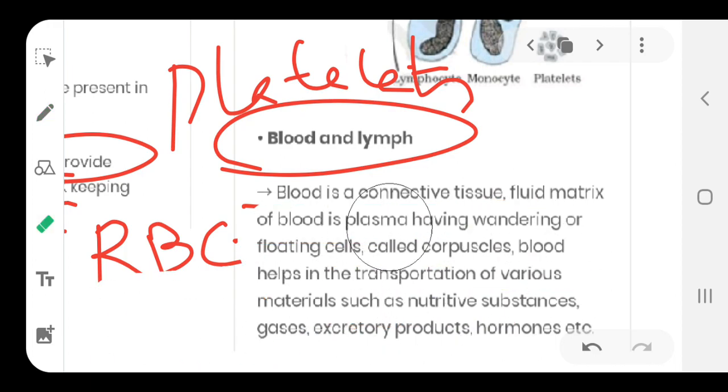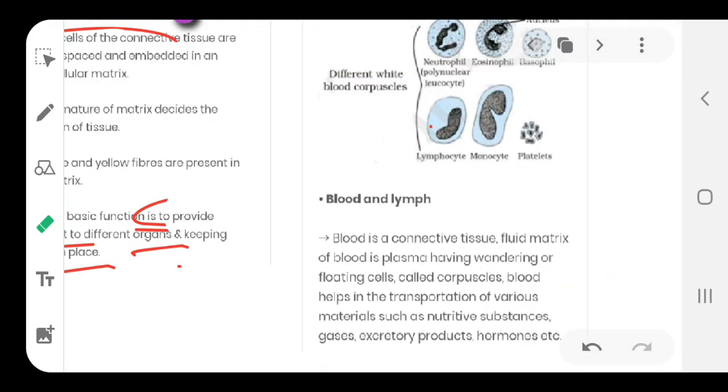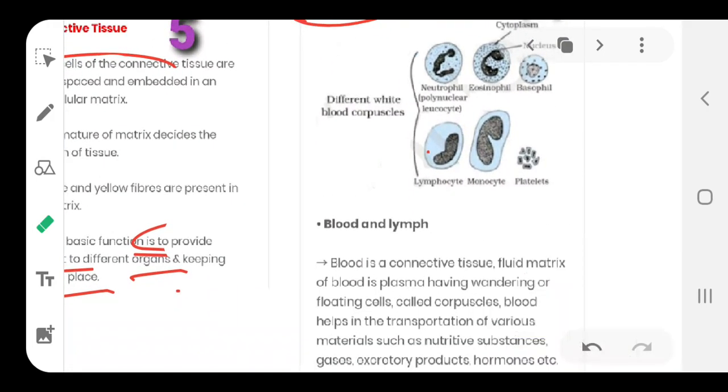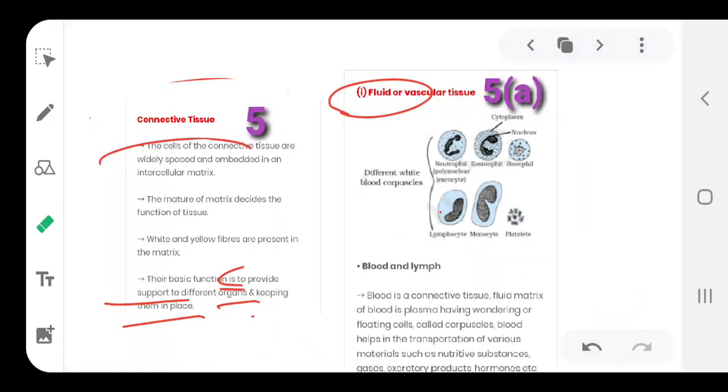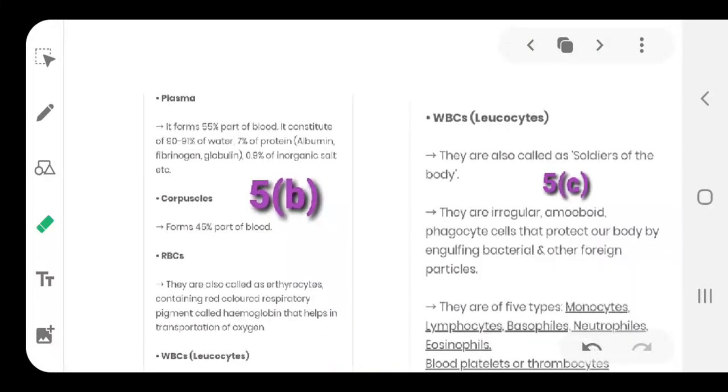So, blood itself is a very important connective tissue and performs many jobs. Please refer to the textbook for further information, but whatever is told here, please copy it down and write it properly. Then comes the components of blood, which I have just told you.